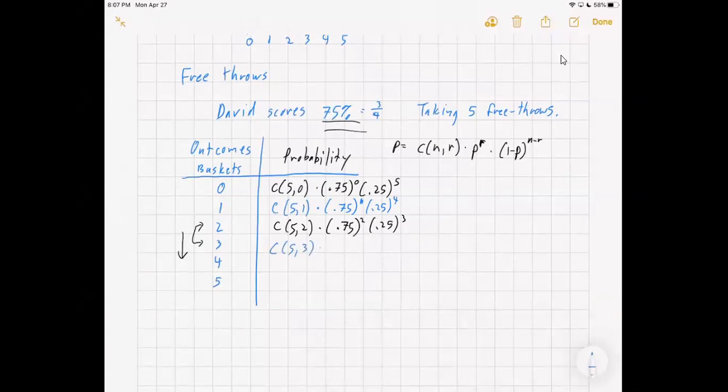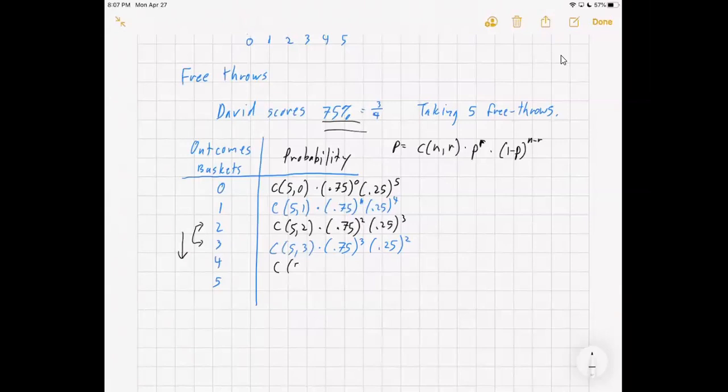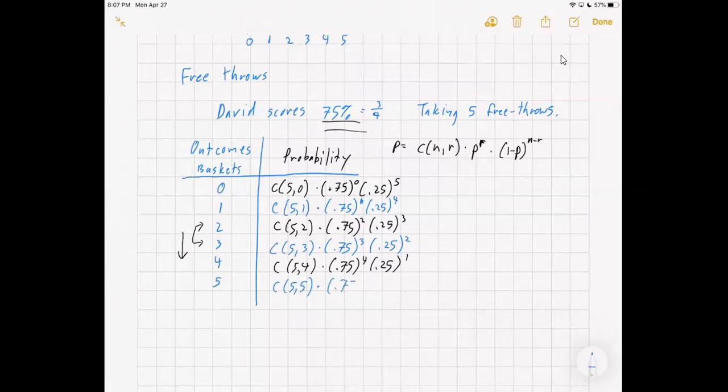It's a little time consuming to do this, and you can see why I like to program this into the computer. Because it will do it much faster when we have to do a lot of this. Okay, so this is 5, 4. Okay, and finally, the last one, we're going to use all 5 of them, so there's only one way to do it, and they're all successes and no failures.